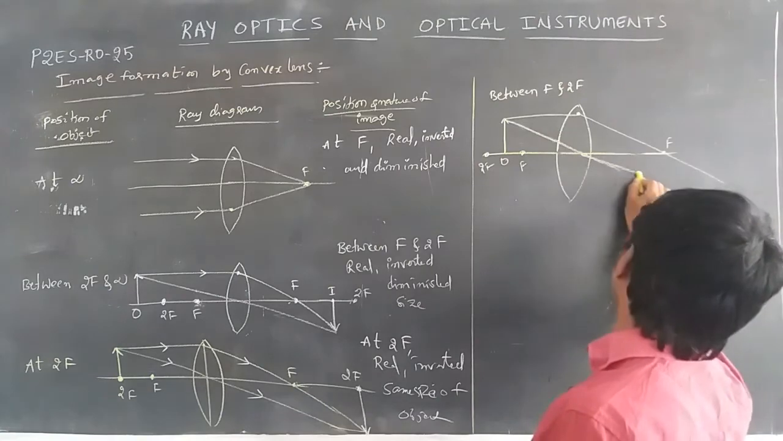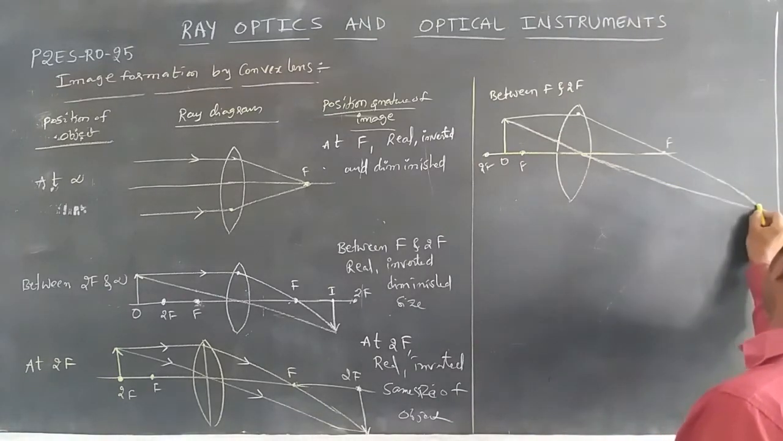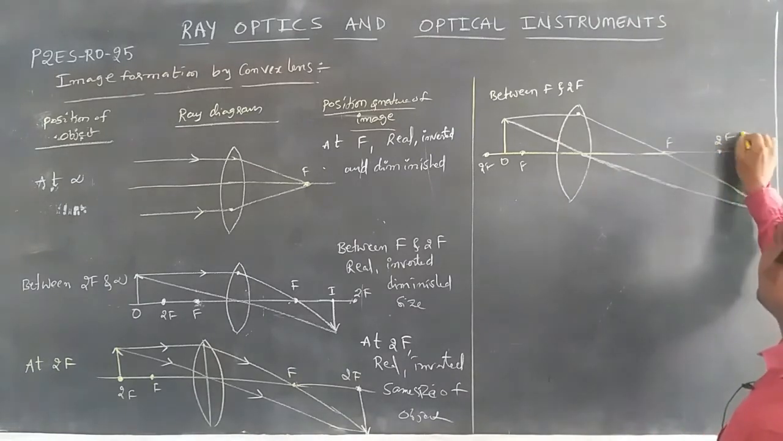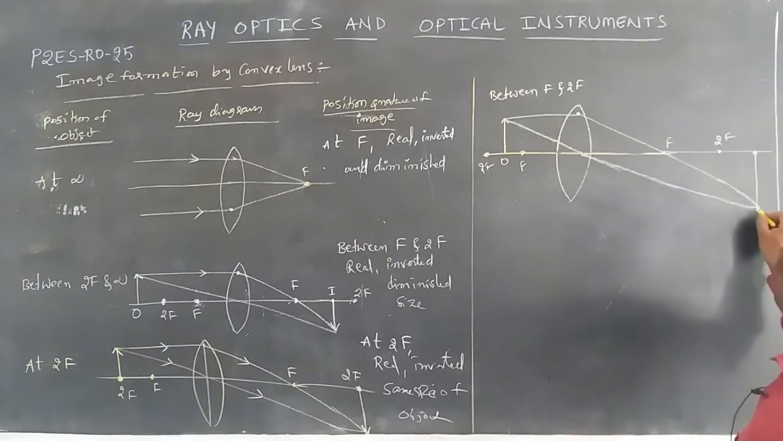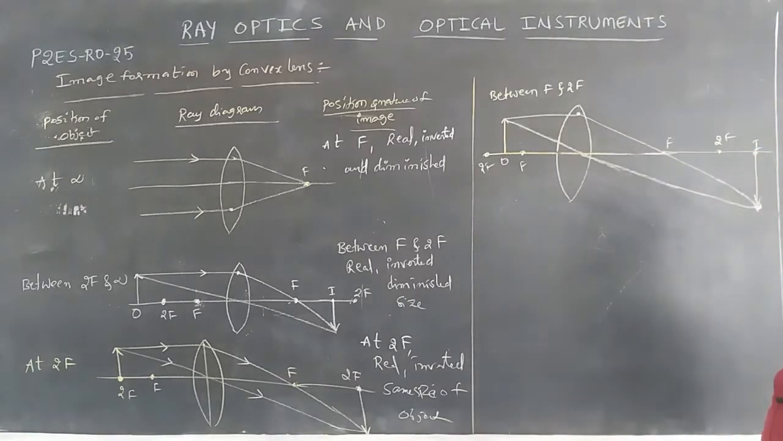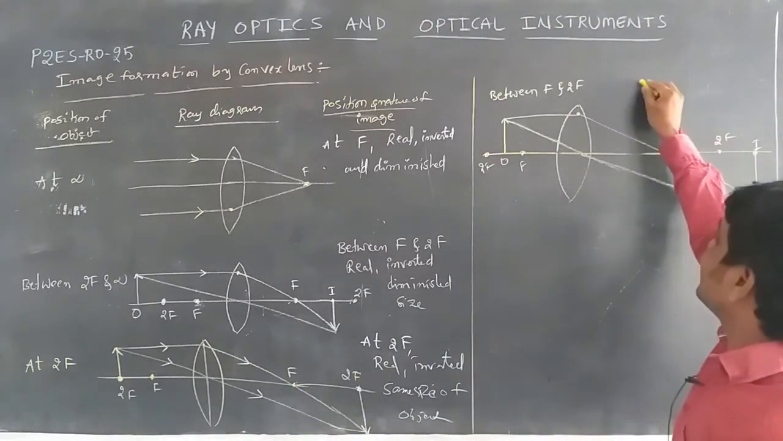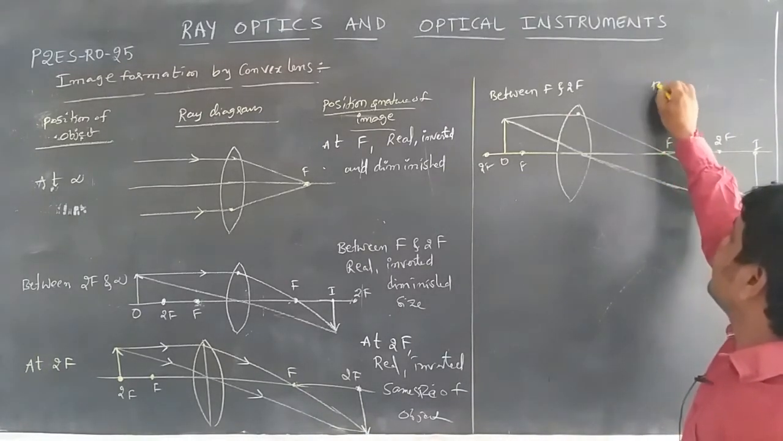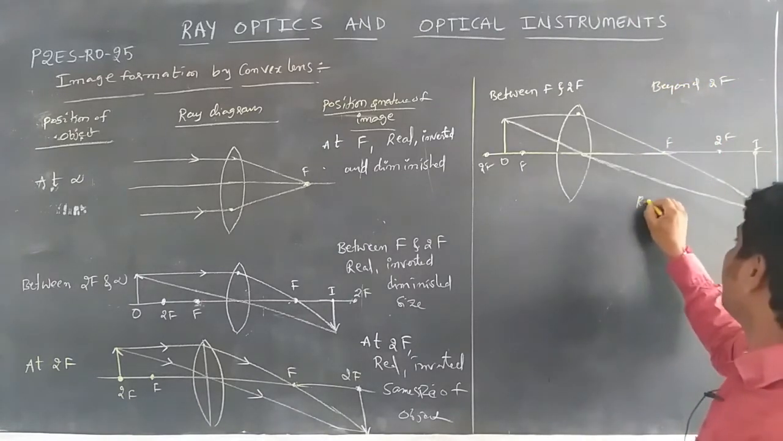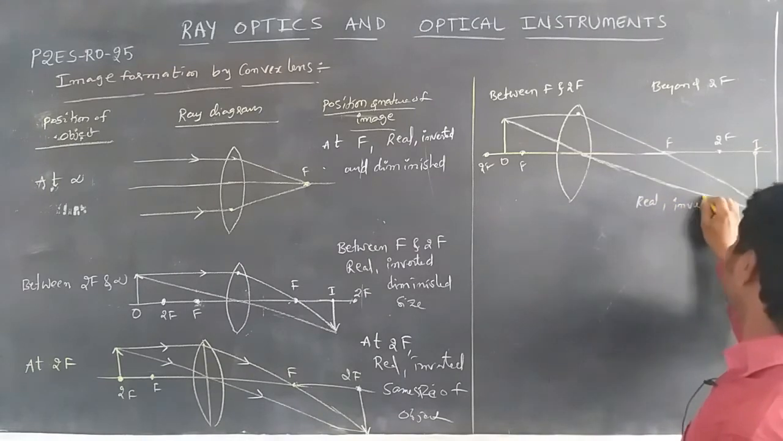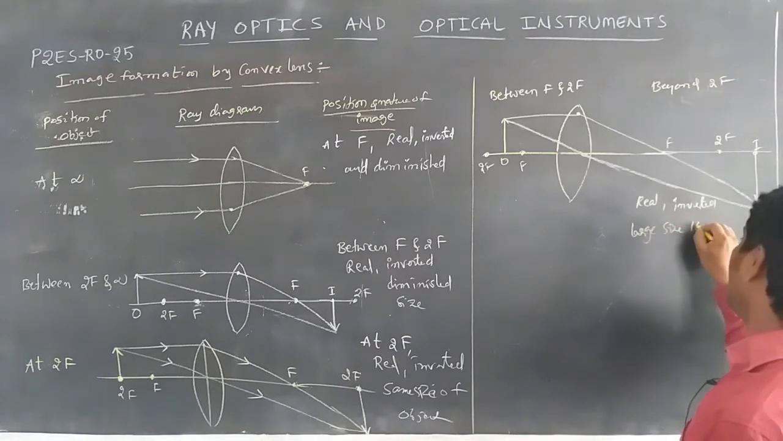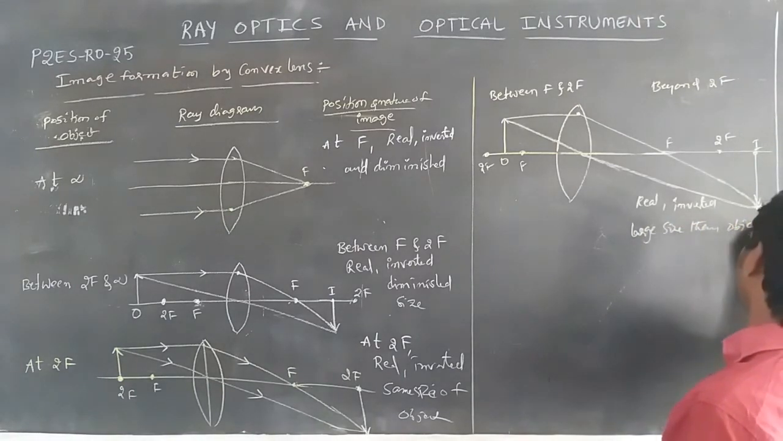The image will be formed beyond 2f. This is an inverted image and very large in size. The image will be real, inverted, and large in size than the object.